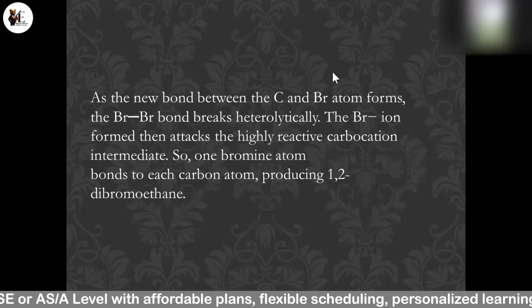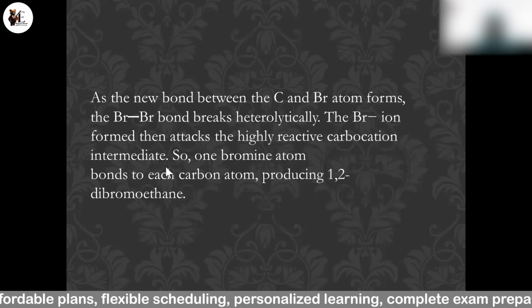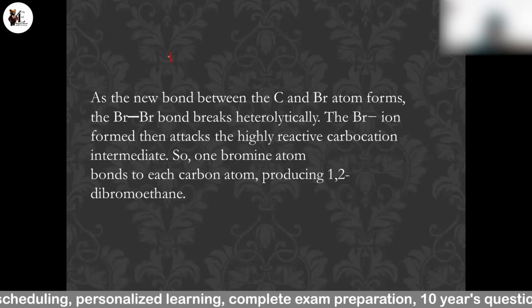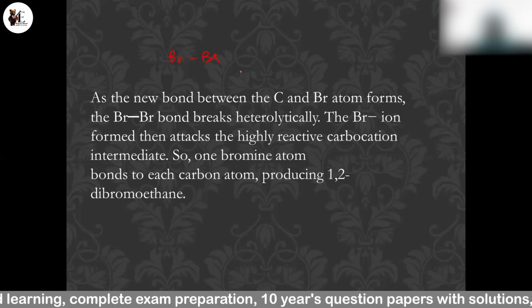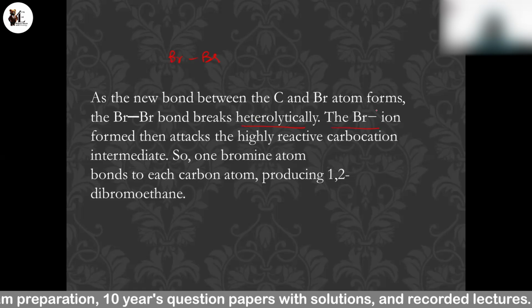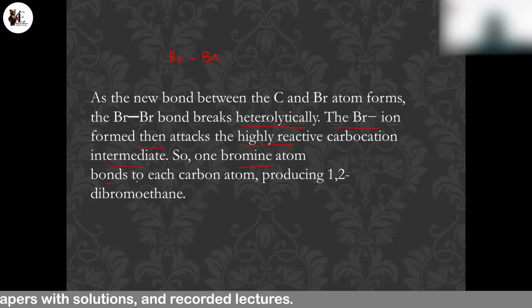So as a new bond between the carbon and bromine forms, the bromine-bromine bond breaks heterolytically. That means the complete breakage of the bond occurred, and the formation of charges happens in heterolytic cleavage. The Br minus ion, which is the bromide ion, then attacks the highly reactive carbocation intermediate. So one bromine atom bonds to each carbon atom, producing 1,2-dibromoethane, as shown here.